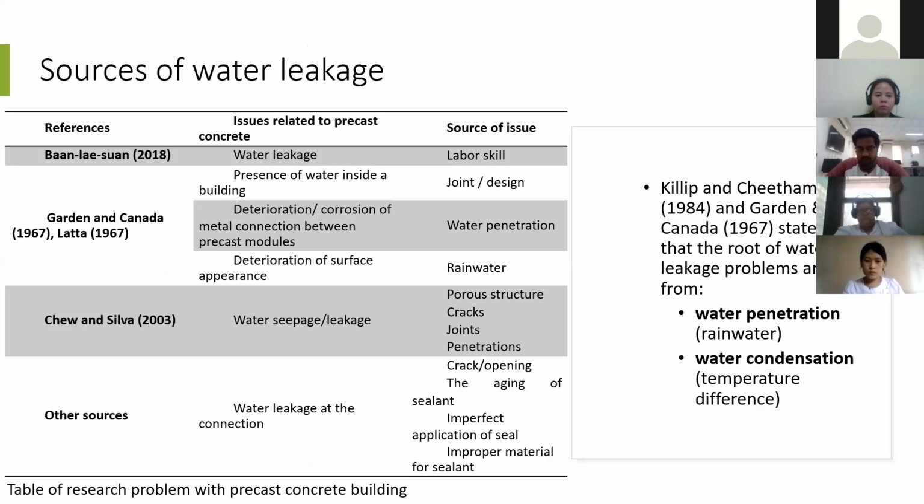So the source of water leakage in the precast concrete panel can be categorized into many sources, like from the joinery, from the design itself, from the rainwater, the cracks, or a lot of problems related to it. But mainly there are two sources of water, which is the water penetration, which is rainwater, and the water condensation.